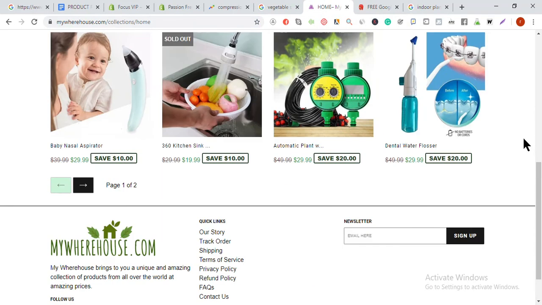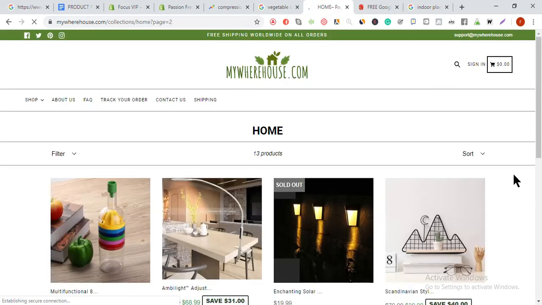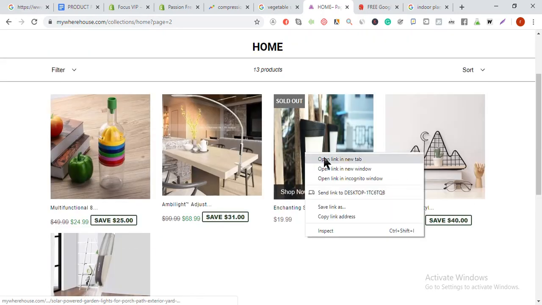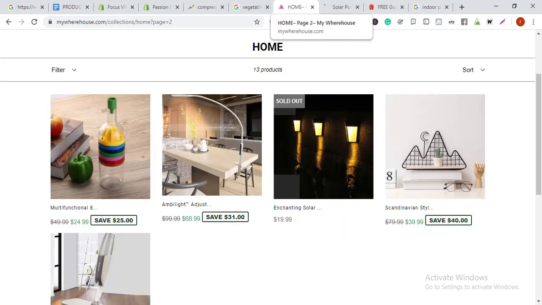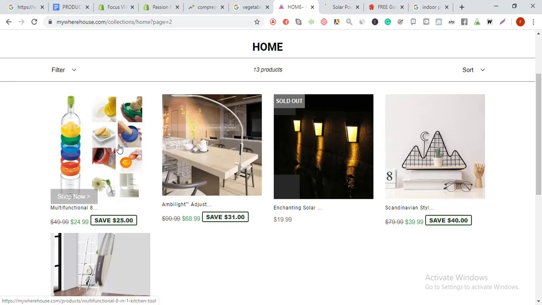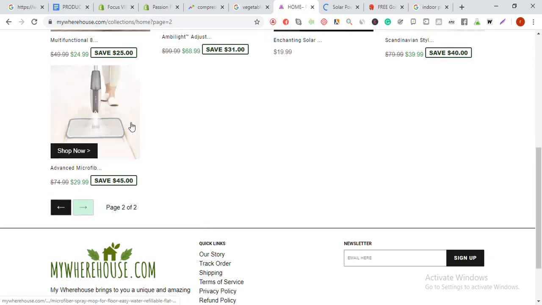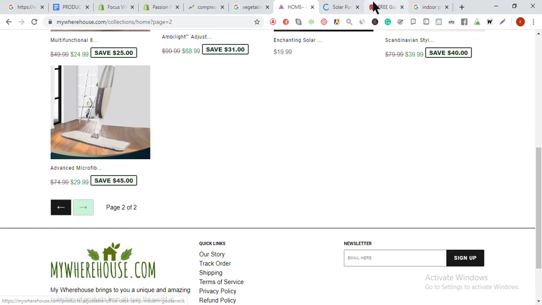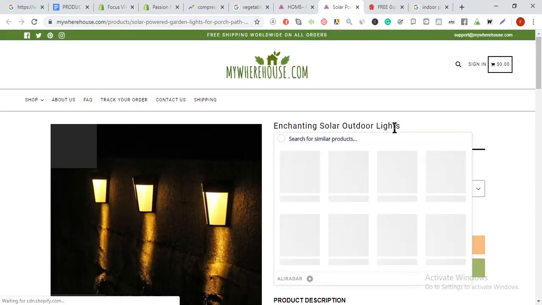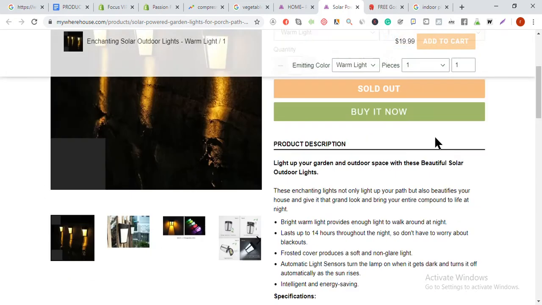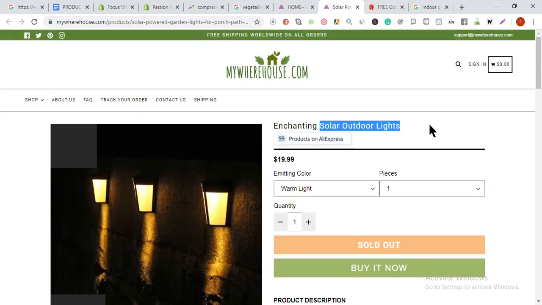Bird feeder. What's that? Enchanting solar. No, I don't like that. How about this one? What's this? Advanced microfiber mop. Solar outdoor lights. Okay. Maybe. Just check it out.